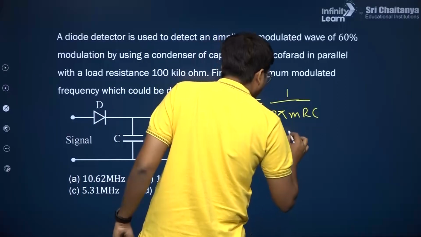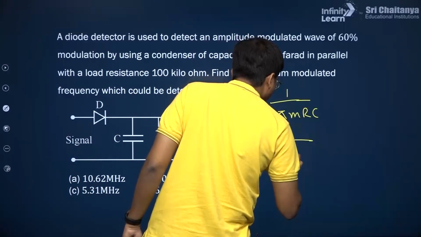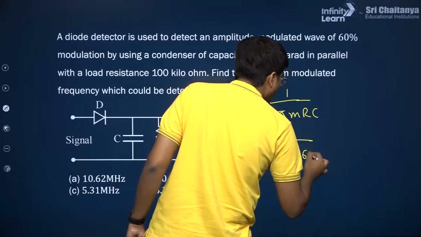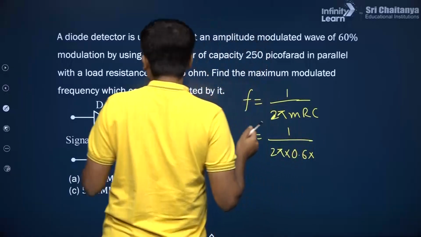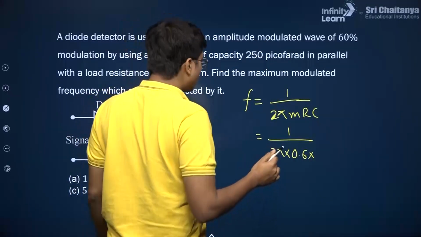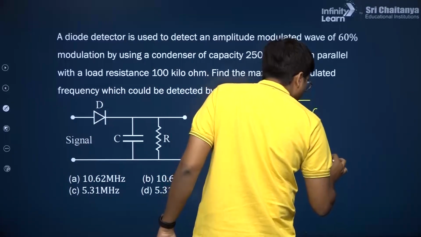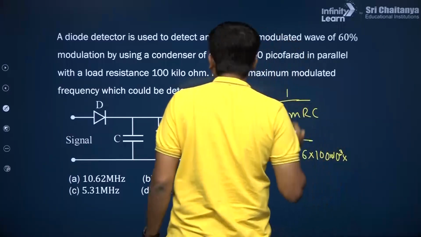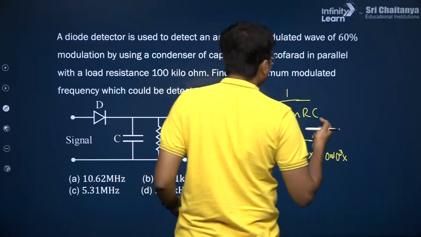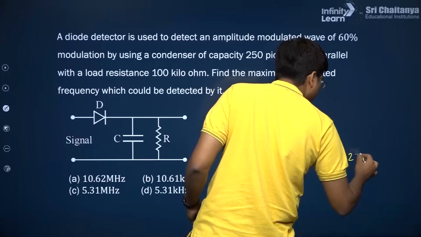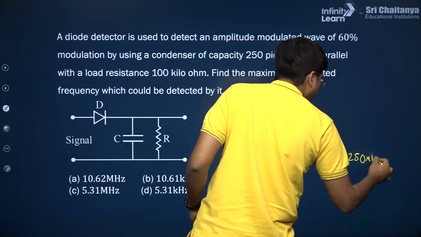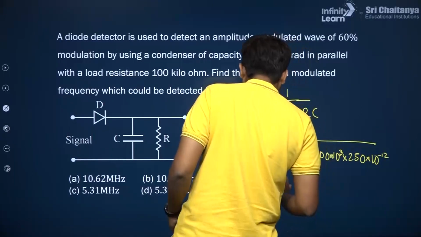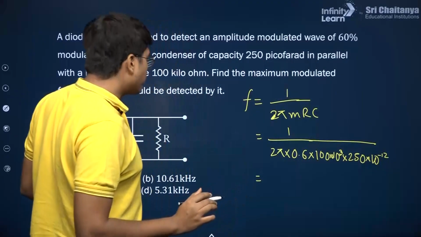So again over here, let's put in the values. We have 2 pi into m, given as 0.6, multiplied with R, which is 100 kilo ohm, so 100 into 10 to the power 3, multiplied with C, where C is 250 picofarad, so 250 into 10 to the power minus 12 farad. So over here you need to calculate.